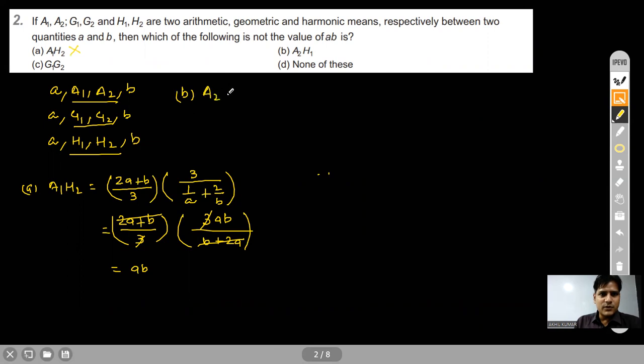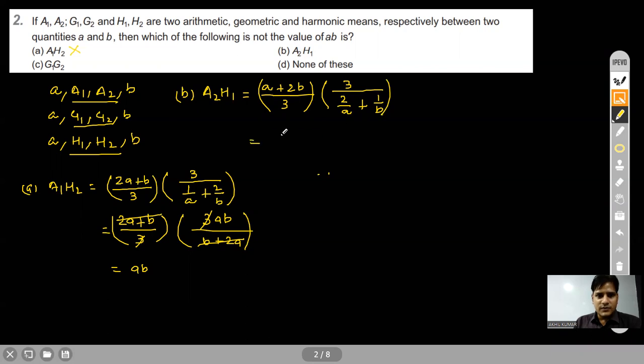So this is B is equal to A2 into H1. What will be the value of A2? A2 is the second arithmetic mean between A and B. So we can write A2 as A plus 2B upon 3. Okay. And H1, what will be the value of H1? It is the first harmonic mean between A and B. So H1 will be equal to 3 upon 2 upon A plus 1 upon B.